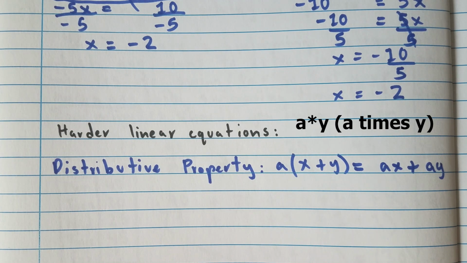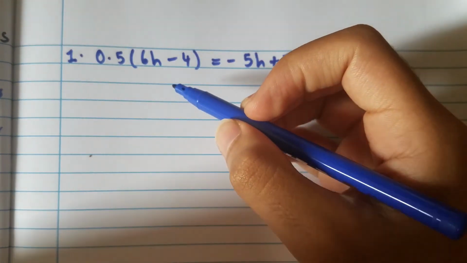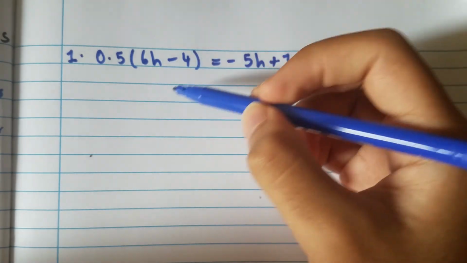So this property says that if you have some variable a which multiplies with two other variables being added or subtracted in parentheses, then you get a times x plus a times y. Now here we have this harder equation which uses a distributive property to solve. So here on the left side of the equation, we can recognize that we have 0.5 times 6h minus 4, which is in distributive form.